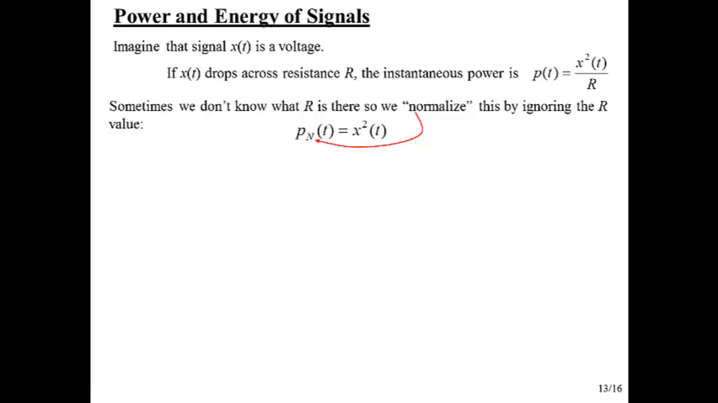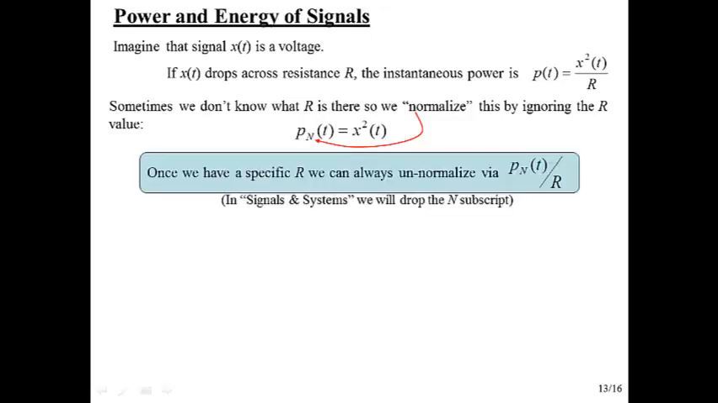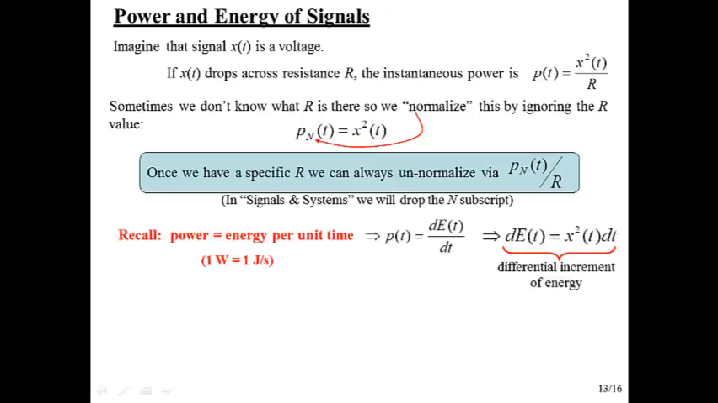Now, in this class, we often don't have a specific circuit or system in mind. We're just trying to come up with a measure of a signal in and of itself. So we often just ignore this R, or effectively set R equal to 1. So we can think of this as a normalized power, but we generally don't even bother with that idea. So we can always convert it back by dividing by the appropriate R.